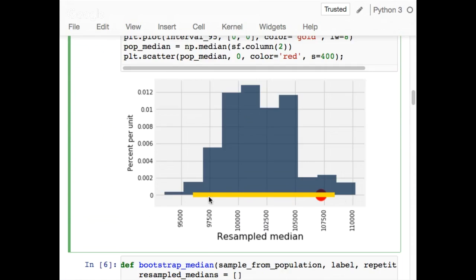Yeah. Why should it always be 95%? No reason. I'm going to talk about what happens when we change that. But in this case, I just happened to choose the middle 95%. And in this case, the middle 95% does contain the population median.